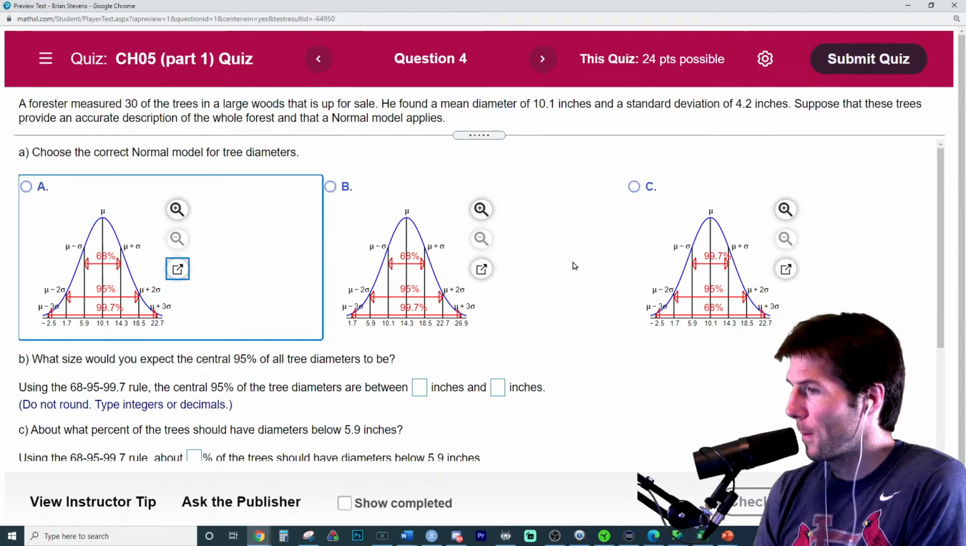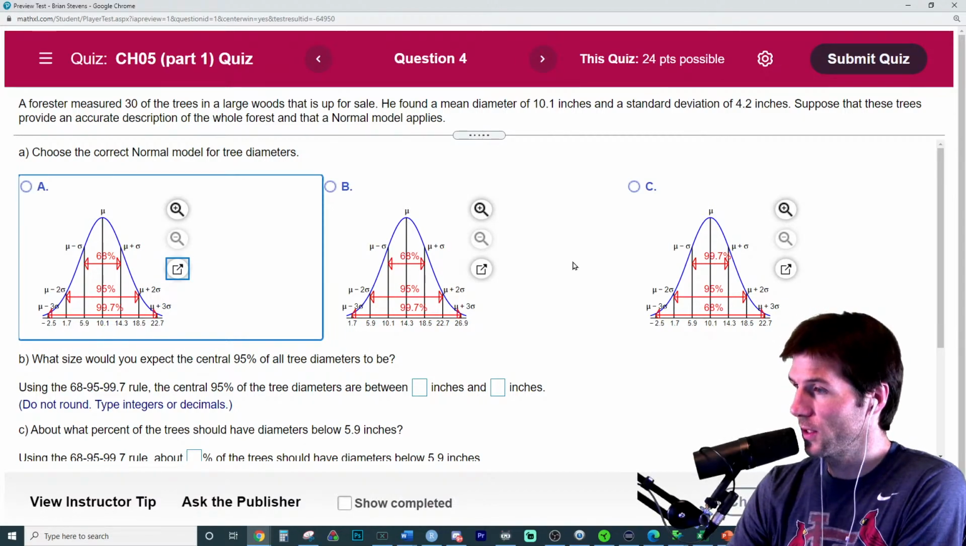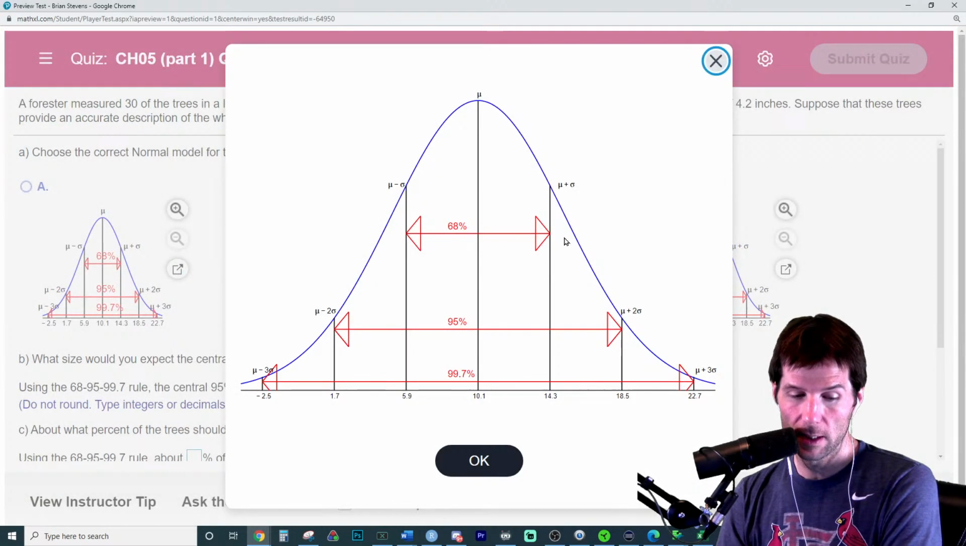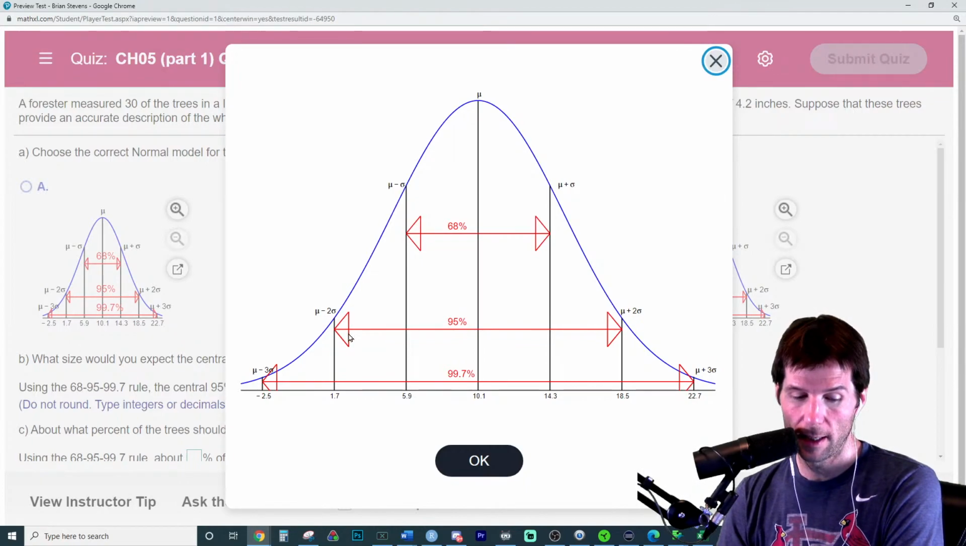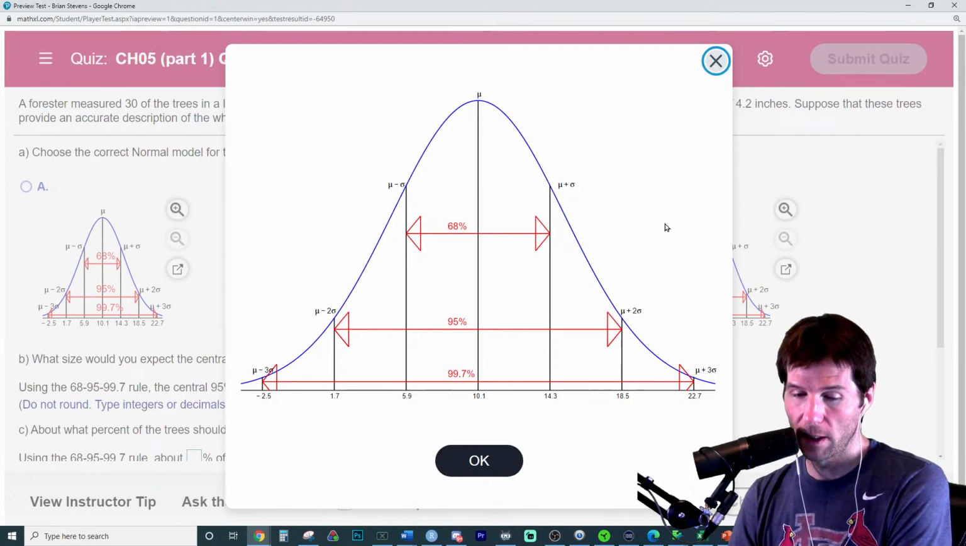The empirical rule, which we'll be covering next week, is the 68, 95, 99.7 rule. It needs to go in the order of 68 is in the middle. 68 is between -1 and +1. 95 is within +2, -2. And 99.7 is within +3 and -3.